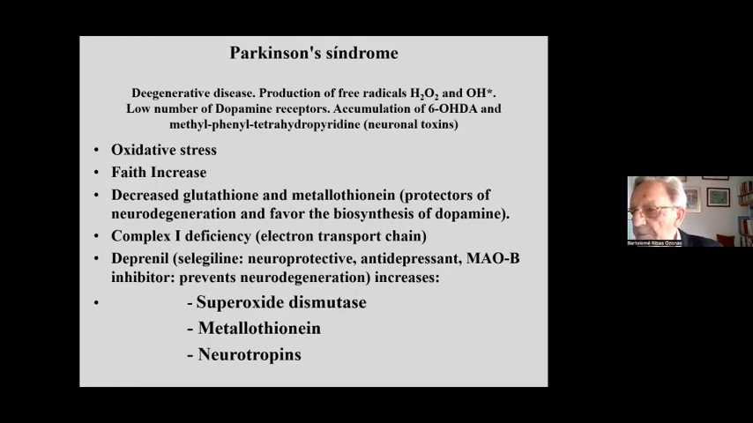Lower oxidative phosphorylation and enhanced oxidative stress, with high concentration of free radicals, hydrogen peroxide, and hydroxyl radical. Low number of dopamine receptors, accumulation of neuronal toxins like 6-hydroxydopamine and methylphenyl tetrahydropyridine.